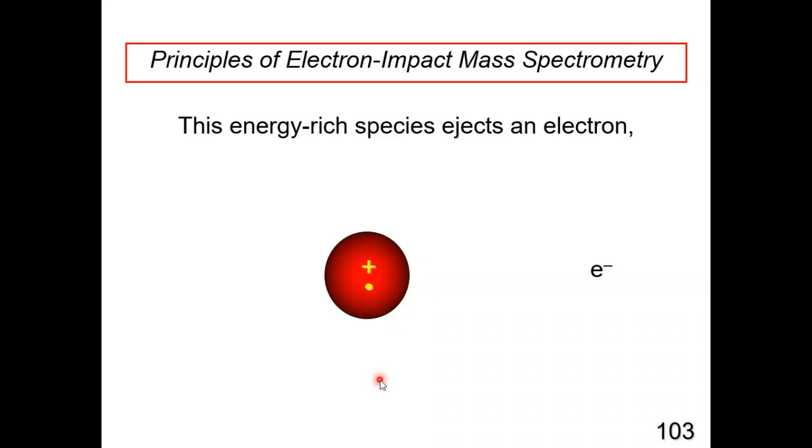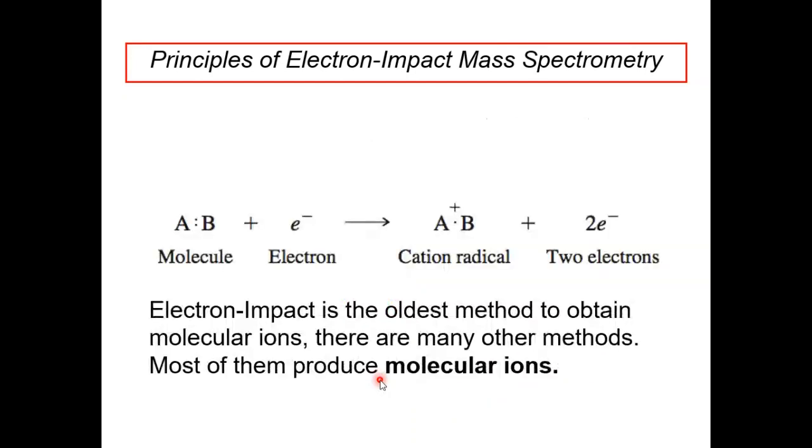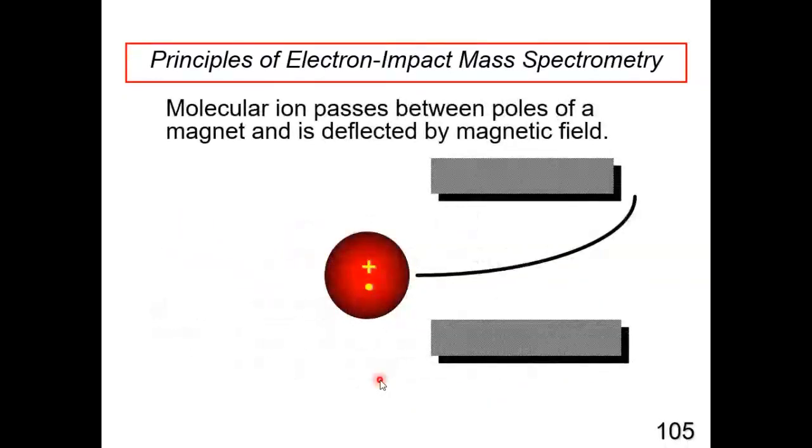But usually we consider the electron mass very little, so we can forget about it. So we say this cationic radical has the same mass as the molecule, not exactly, but very close, so we call it a molecular ion. Then you can let the molecular ion go through a magnetic field, and the magnetic field can interact with the molecular ion.